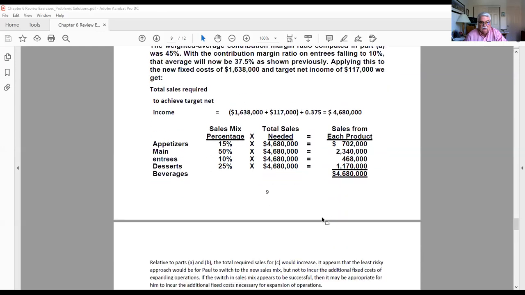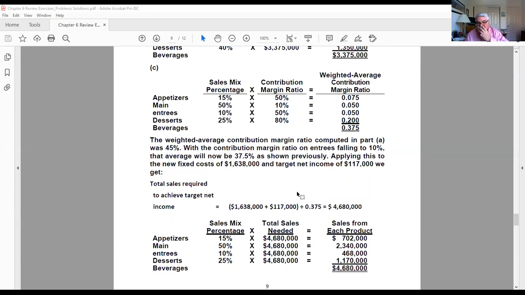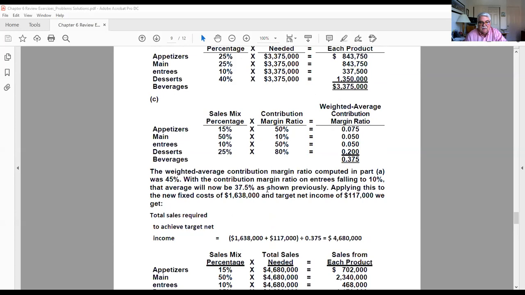In other words, what do we have to do if these things don't change? If our sales mix stays the same, how is that going to affect our profitability?